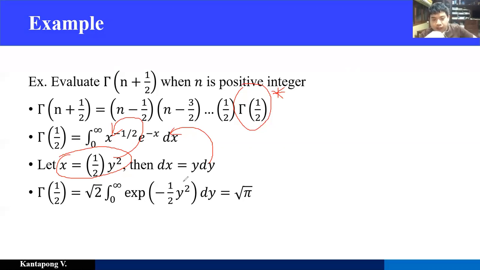And then we get gamma of 1/2, which is going to be something like this, and this looks familiar, right? It's the normal. Look at the video in the previous lecture. It is the normal, so it is equal to the square root of pi.